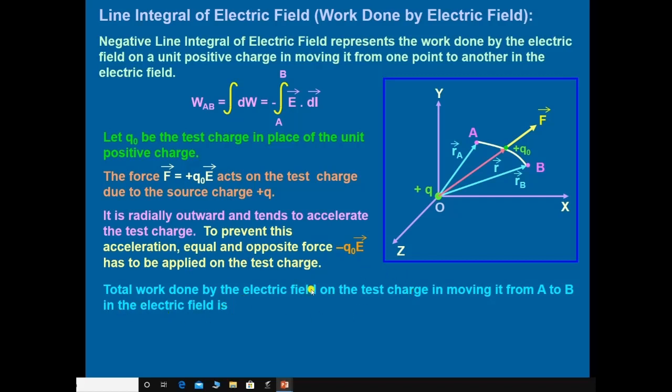Then the total work done by the electric field on the test charge in moving from A to B is given as W_AB, the integration of small work done. The small work between two points is dW, and the whole work done from A to B will be equal to the integration of E dl vectors, which gives the final result: Q naught divided by 4 pi epsilon naught into 1 upon RB minus 1 upon RA. Here you remember something you have studied earlier, that electric field E is given by 1 upon 4 pi epsilon naught into Q upon R square, and work done is equal to the line integral of electric field between the two points A and B.